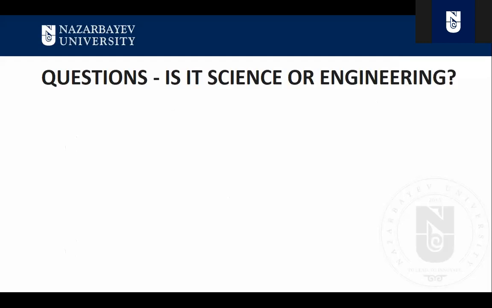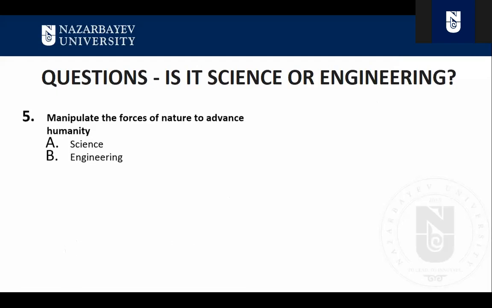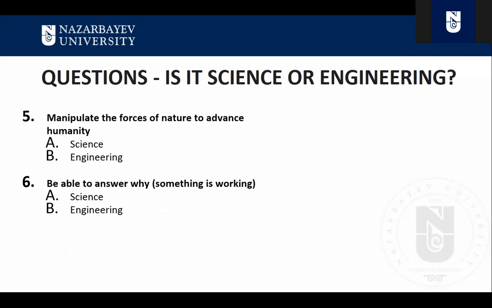So we will start the block with the science or engineering questions. The fifth question: manipulate the forces of nature to advance humanity. Is it science or engineering? A or B? The sixth question: be able to answer why something is working. A, science. B, engineering. The seventh: build things so that you may learn. A, science. B, engineering.